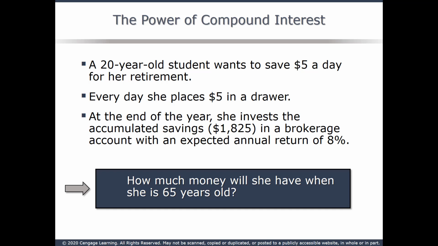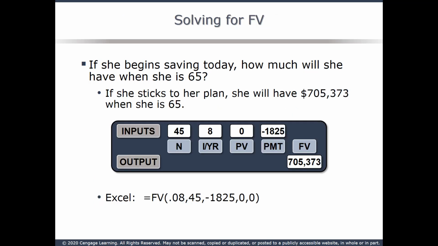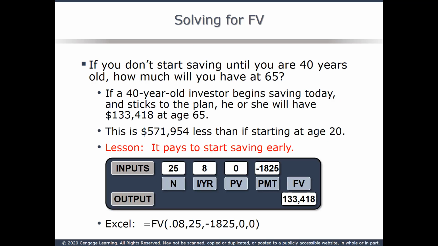This is a future value of an ordinary annuity problem. N is 45 years. IY is 8. Present value is 0. There's no mention of her having money in the account to start with. The payment is a minus $1,825. Compute future value. At the end of 45 years, she'll have $705,373.